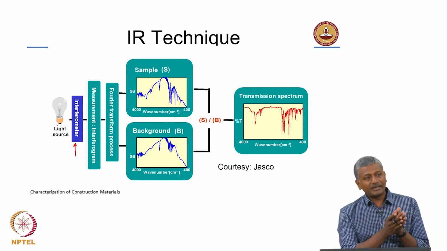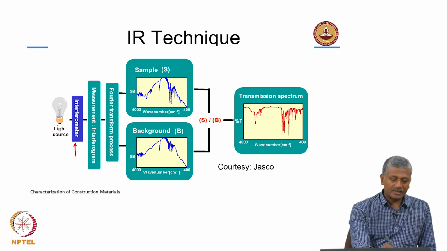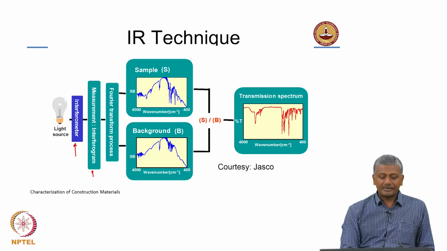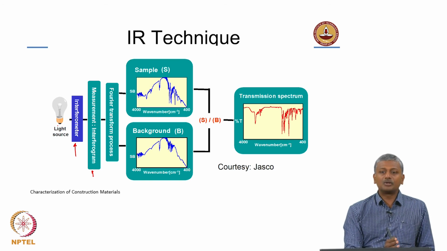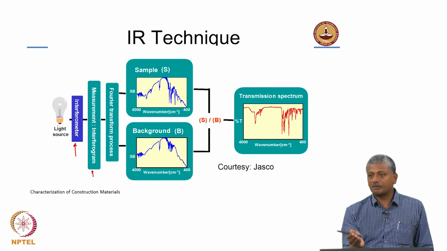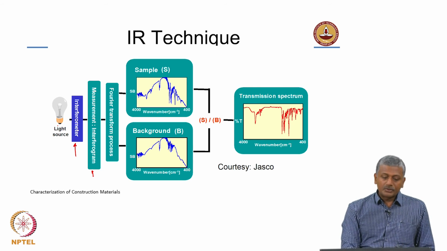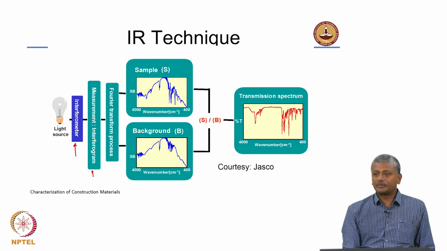And this light that comes out of the interferometer then passes through your sample and creates what is known as an interferogram, and this interferogram is then subjected to what is called the Fourier transform process. Now, Fourier transform is something you have learnt in mathematics, but we will again just go through what is going on here. So, once again we have a background presence in the sample, right.